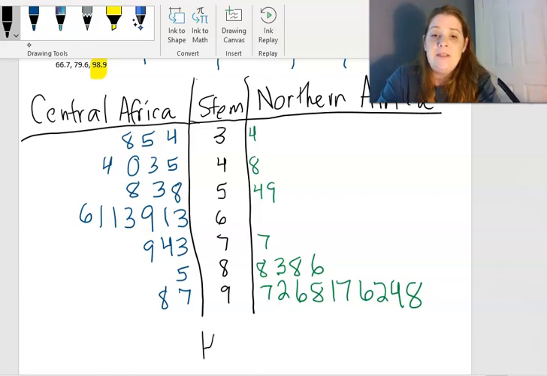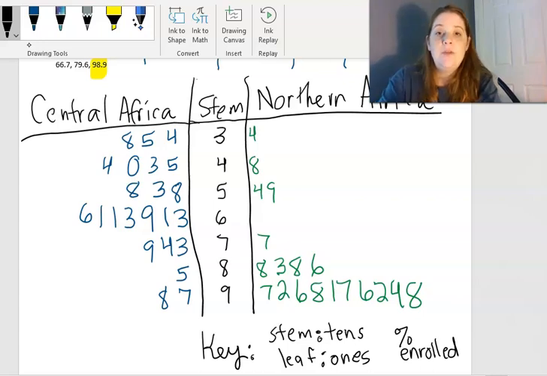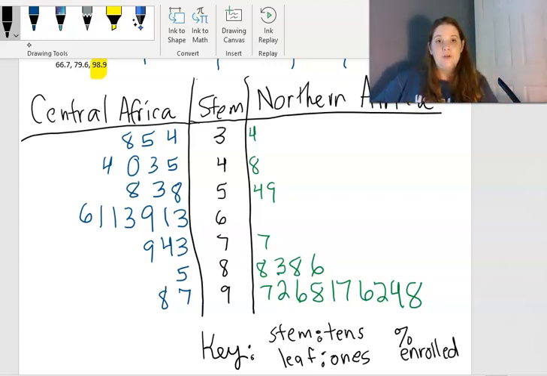I do need to put a key on this, and since this is a back-to-back, I like to do my key with the 10s and the 1s kind of thing, just because I think it's easier to think about. So I'm going to say my key, my stems. Now remember my stems were going to be the 10s place, and my leaf, that's going to be the 1s place. And then my unit is going to be the percent enrolled. So I know that this is like 34% enrolled, 58% enrolled. So you read it from the inside out as you're creating those numbers.